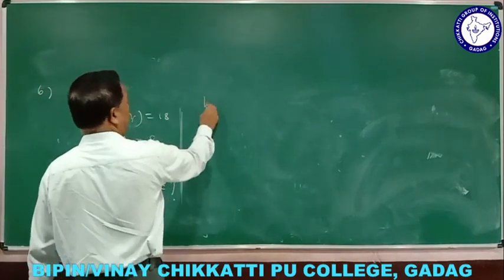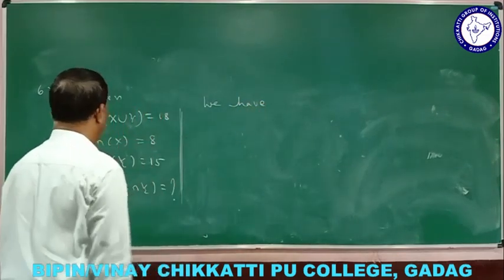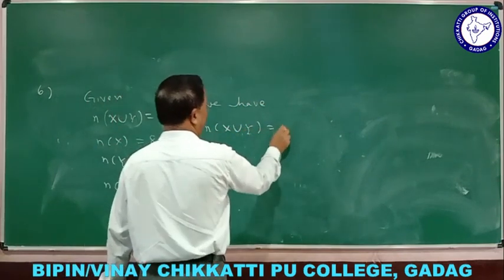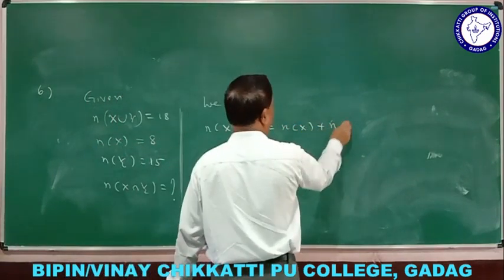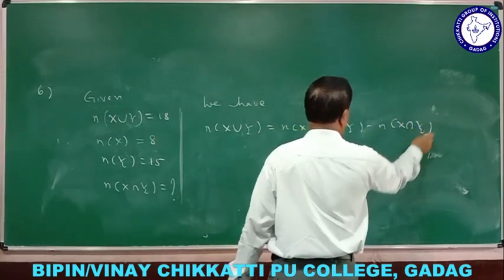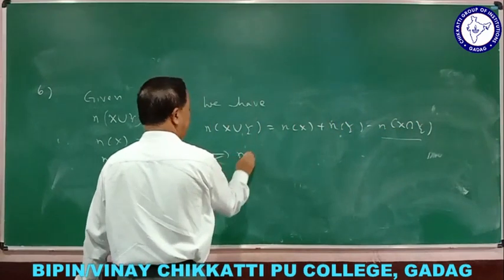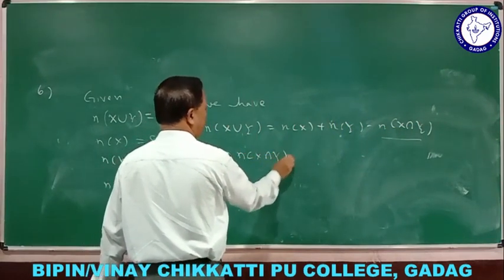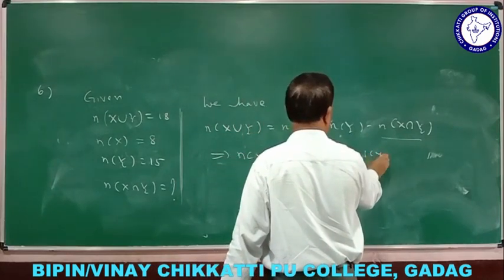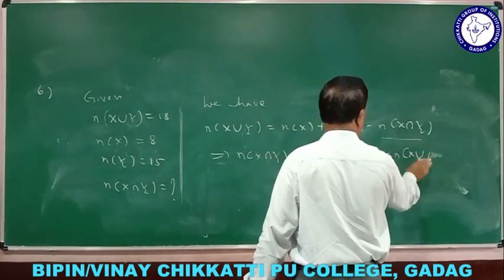The formula we have is a common formula which you have derived. The question asks for X intersection Y, but we have the formula N of X union Y is equal to N of X plus N of Y minus N of X intersection Y. But the question asks for this, so you write in the reverse order: N of X intersection Y is equal to N of X plus N of Y minus N of X union Y.